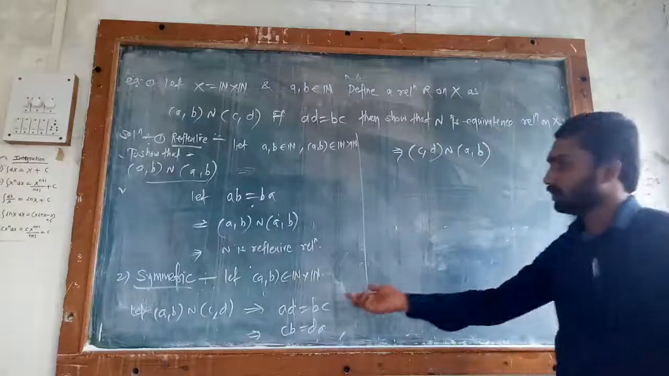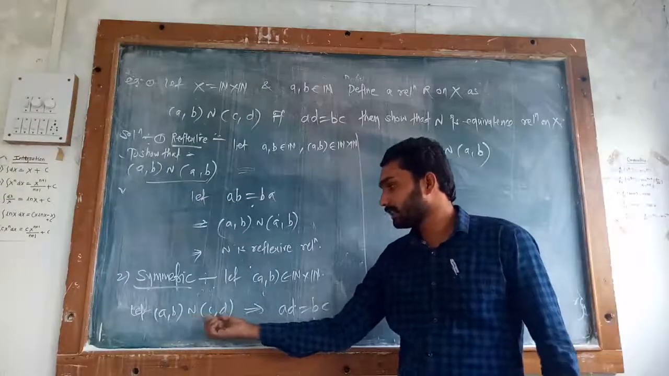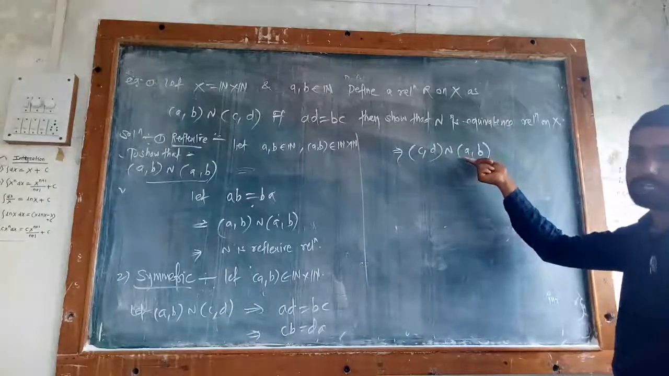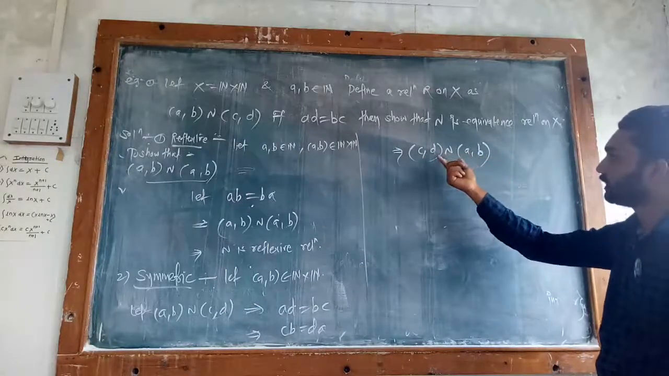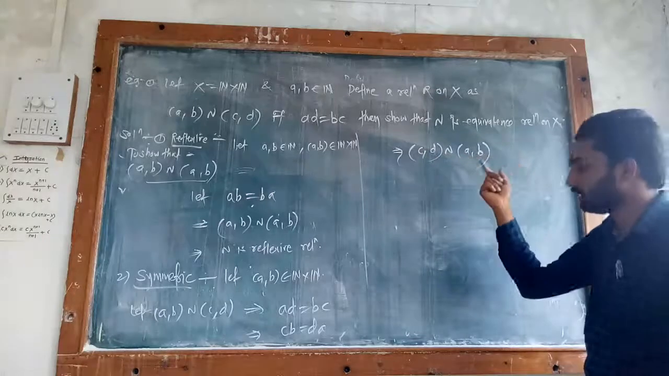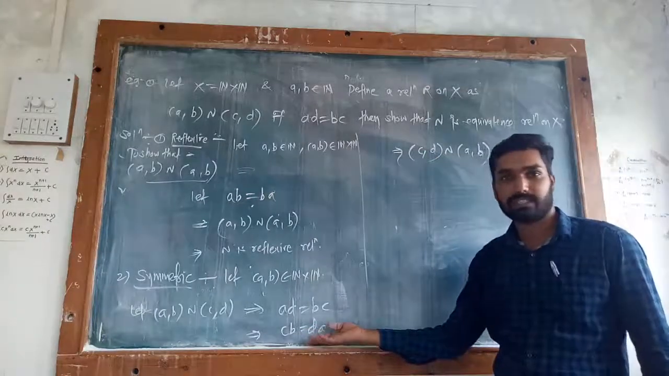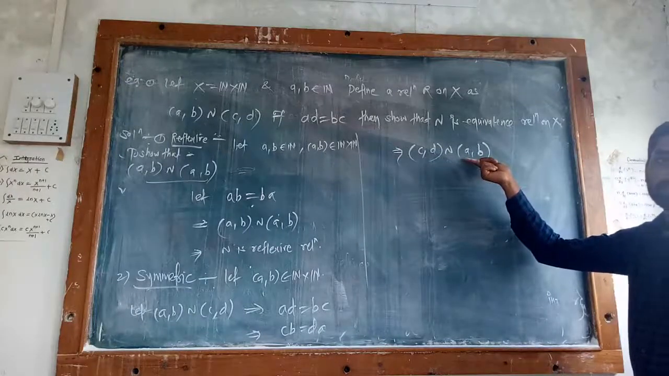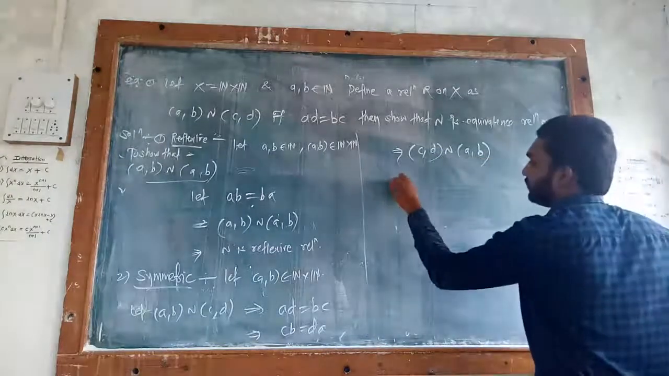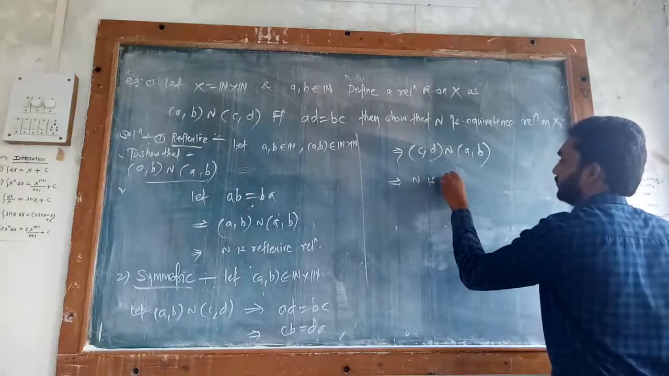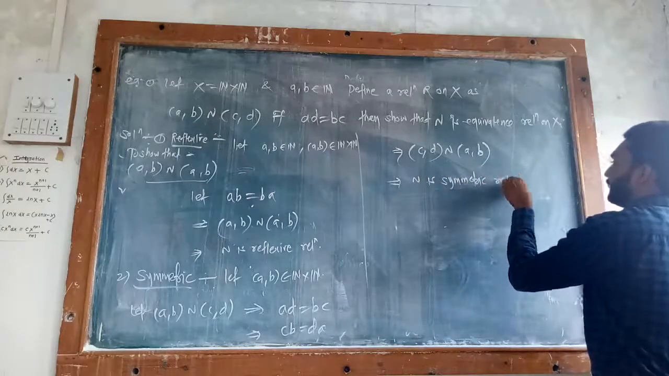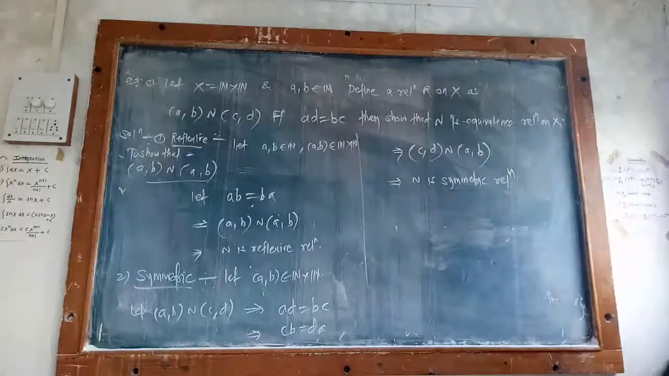So we have to assume (A, B) is equivalent to (C, D), and we get (C, D) is equivalent to (A, B). By using the sequence relation, what do we get? That is CB equal to DA. That is CB equal to DA happens. So that implies (C, D) is equivalent to (A, B). Therefore, this equivalence is a symmetric relation, right?